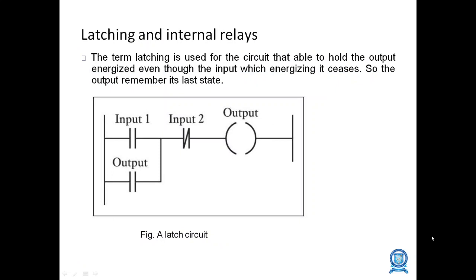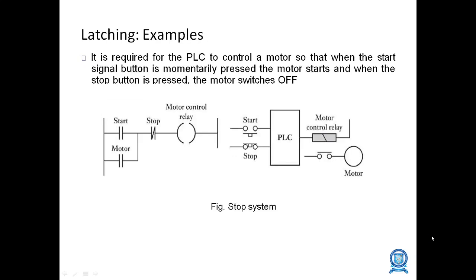Latching an internal relay. The term latching is used for a circuit that is able to hold the output energized even though the input that energized it ceases. So the output remembers its last state, which is called latching. Example for a start-stop system: it is required for the PLC to control a motor so that when the start button is momentarily pressed, the motor starts, and when the stop button is pressed, the motor switches off.